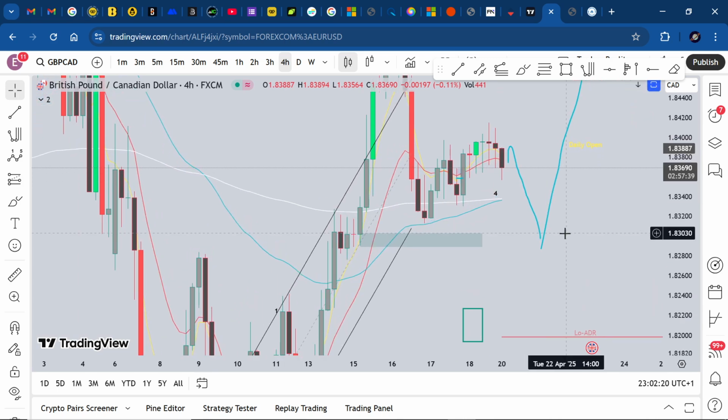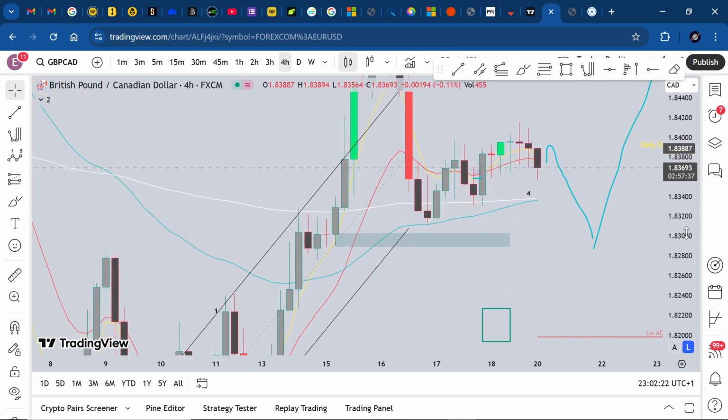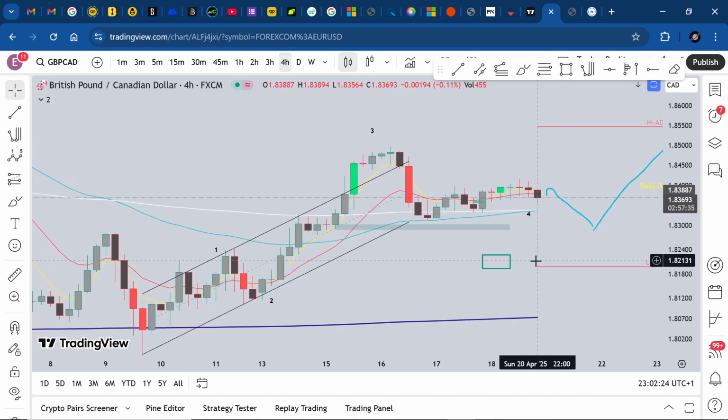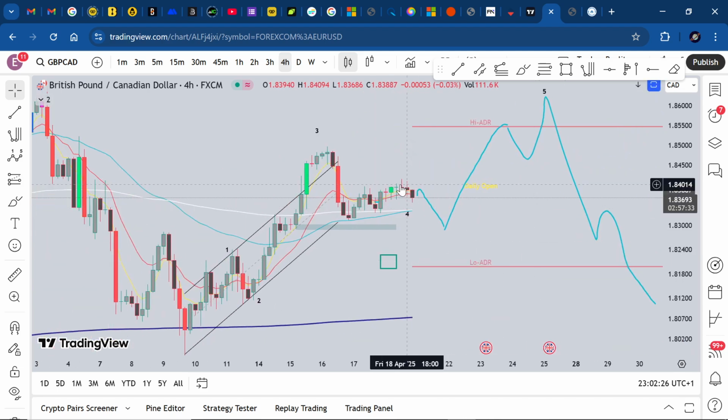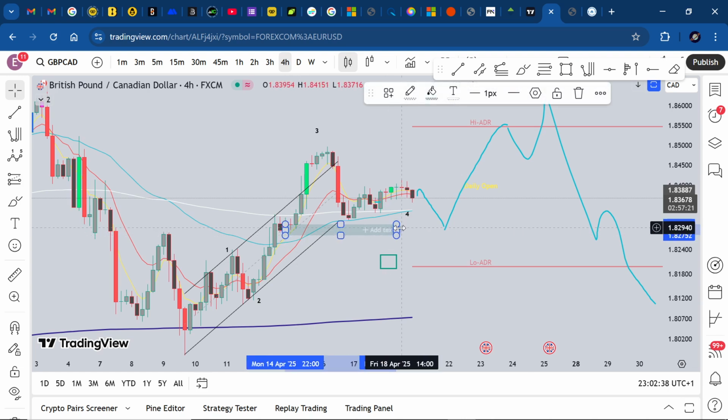So I just would be more looking for buys as price makes its way down. I'd be more looking for buys, knowing that ultimately we have another high to make, and I don't expect price to take out this area before we make the 5.